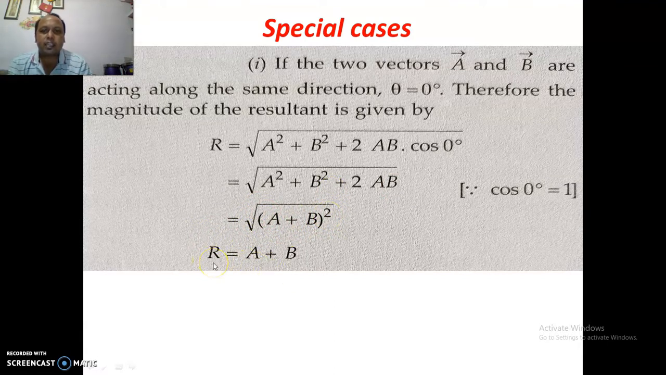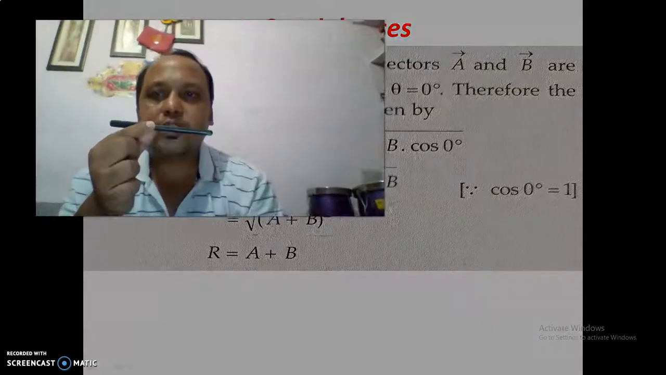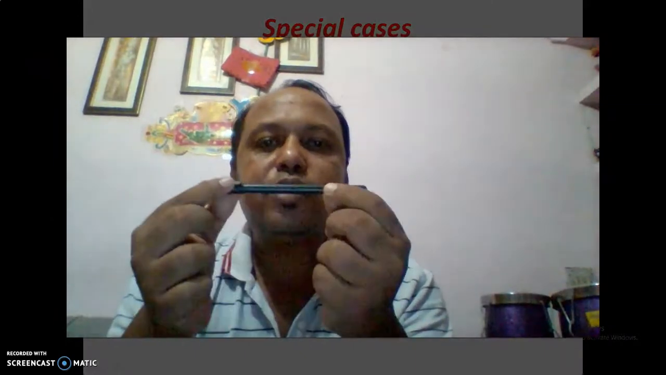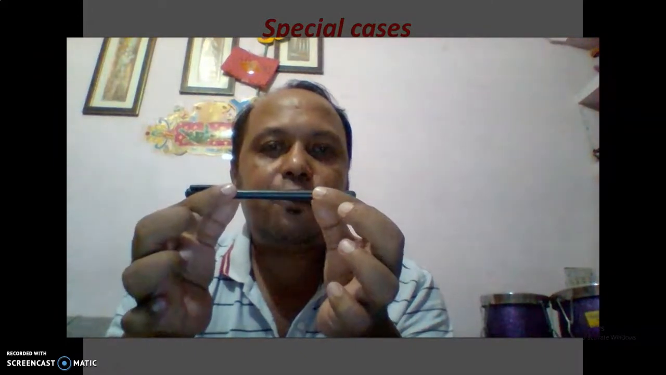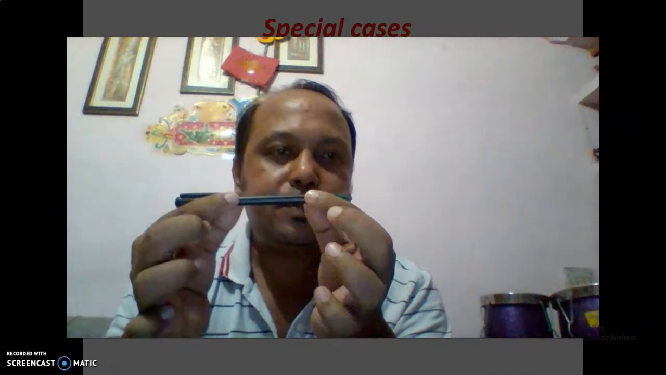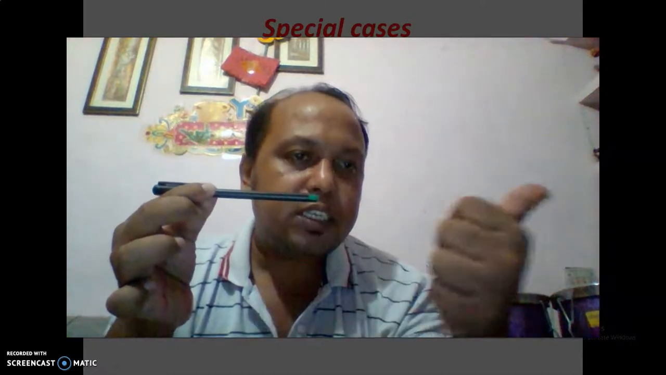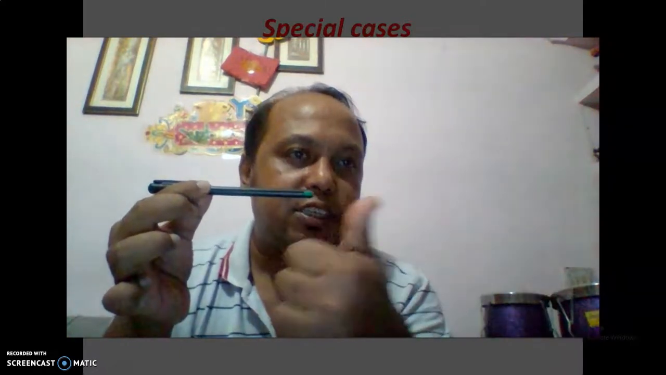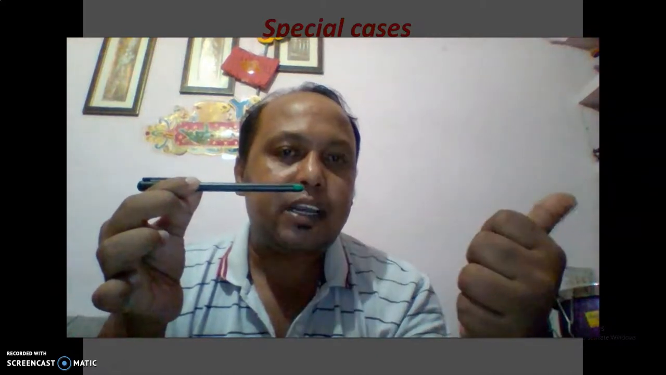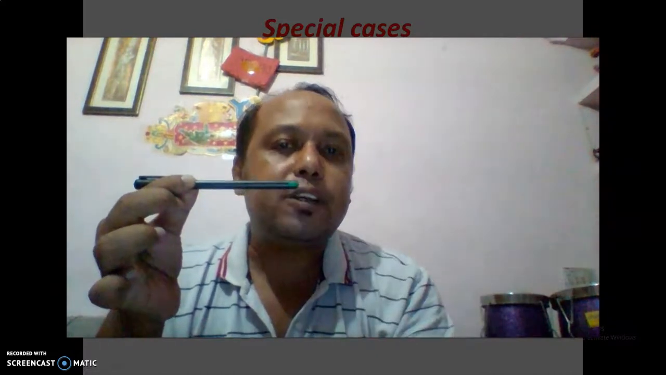So we have R, that is the magnitude of the resultant, given by A plus B. Let me give you an example here. It will be very clear to you. Suppose I take this pen, and if I apply a force of 5 Newton in this direction and 3 Newton in the same direction, the two force vectors are acting along the same direction, so the angle between them is 0 degree.